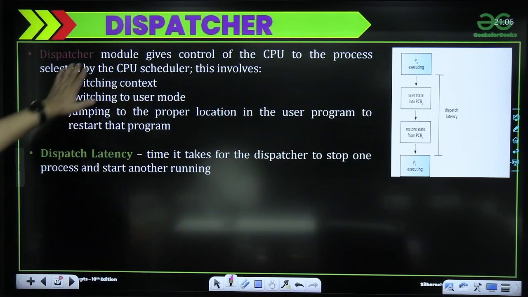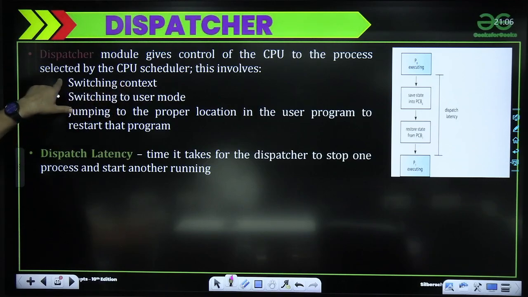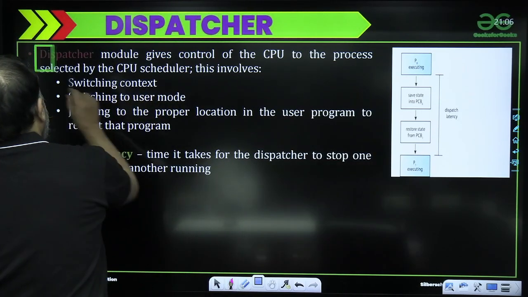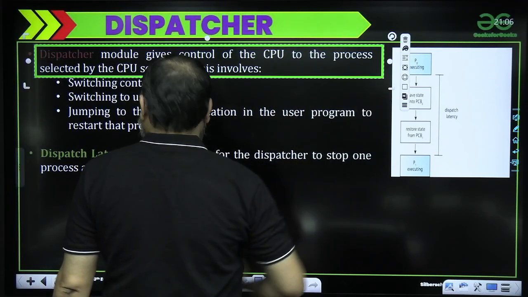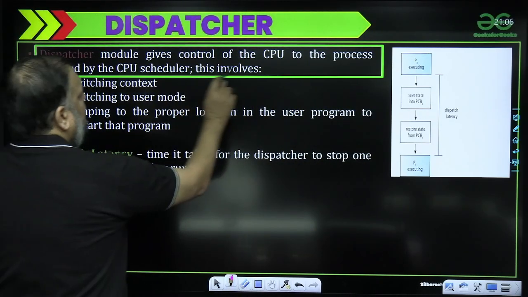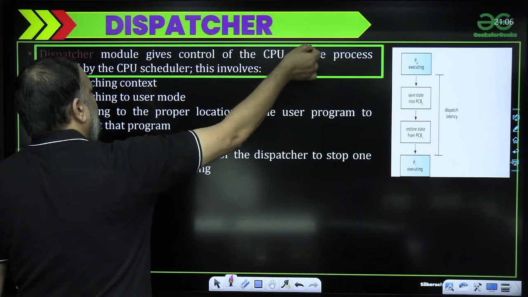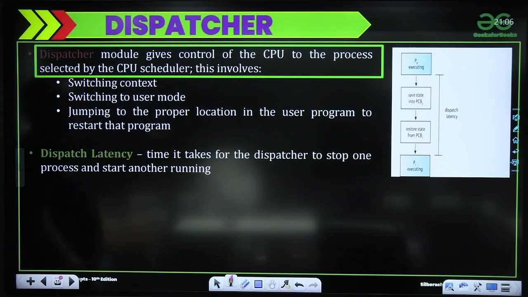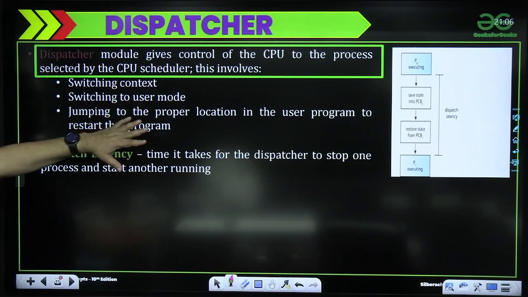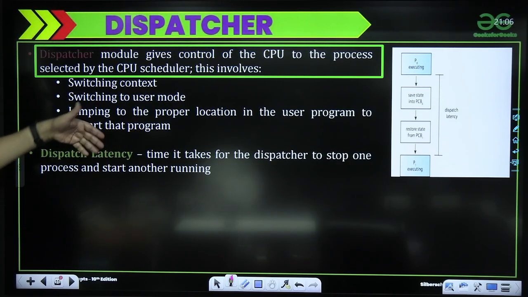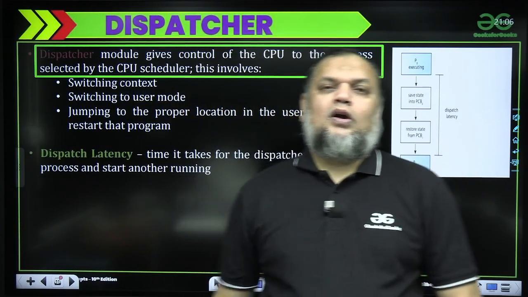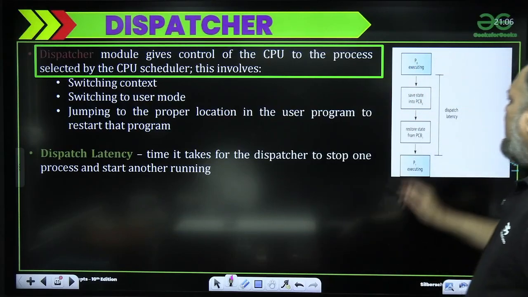Okay. So the dispatcher module gives control of the CPU to the process selected by the CPU scheduler. That's what I said. It is very clearly given in the textbook. It gives control of the CPU, dispatches the process onto the CPU, which was selected by the short-term scheduler. This involves switching the context, switching to user mode, and jumping to the proper location in the user program to restart that program. The amount of time invested in loading and saving the PCBs is called context switch time, also called dispatch latency. This is already done, and diagrammatically it is shown here.